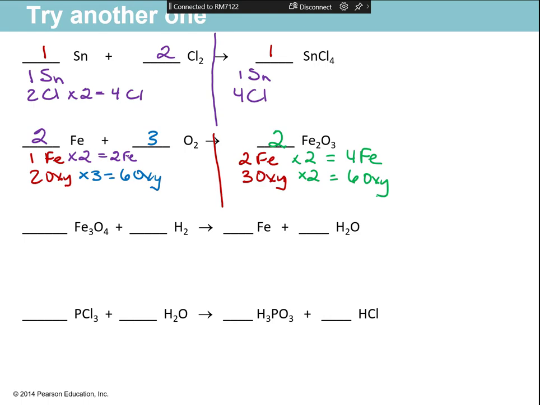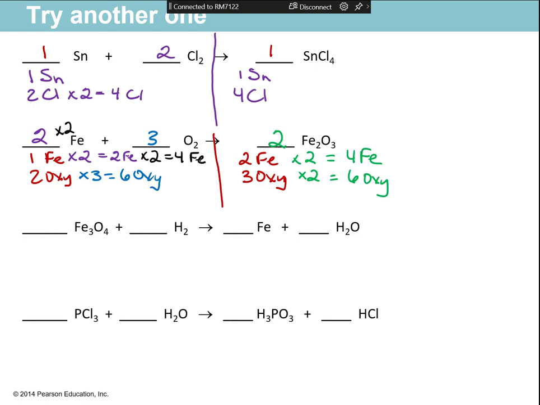So I've got to go back and fix the iron over on the left side so that I can get it balanced. Right now I only have two iron. So what do I have to multiply this by to have a total of four? I'm going to have to say times two, which then gives me four iron.